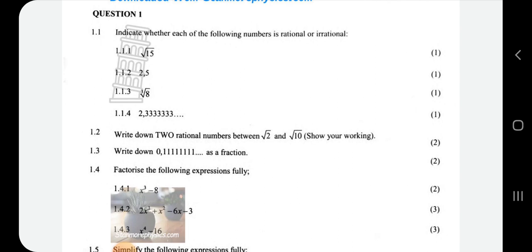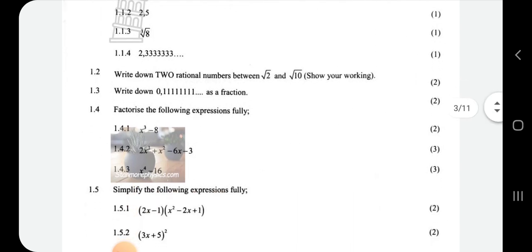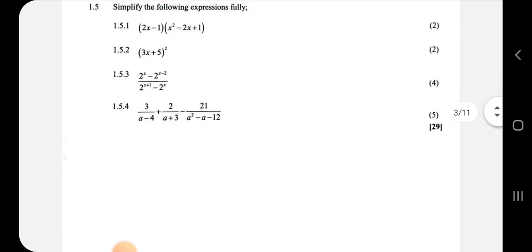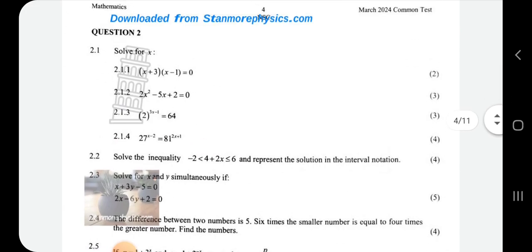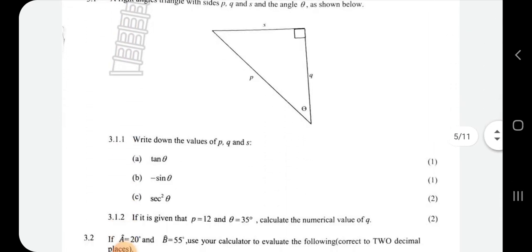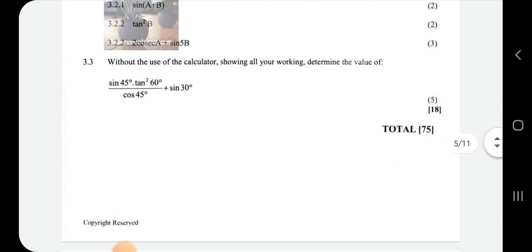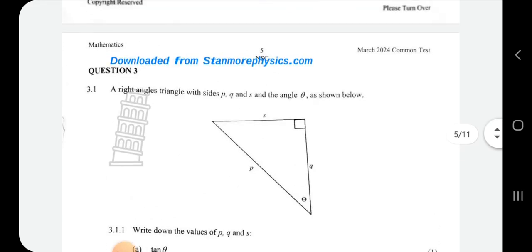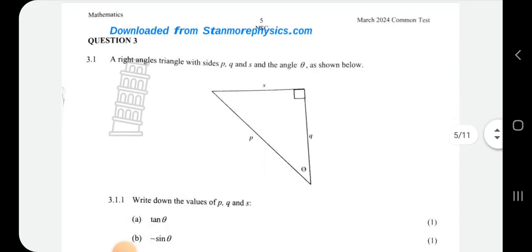Here we have question 1. Those are the questions for question 1, and that's 29 marks. Then for question 2, it's like solve for x. And for question 3, we have trigonometry, which is 18 marks. So we are going to start with question 3. We are going to be starting with trigonometry.